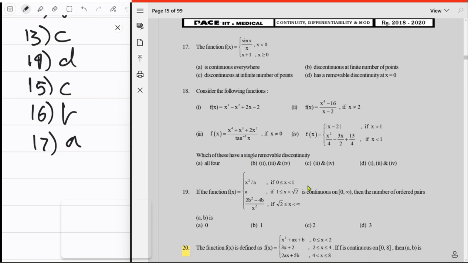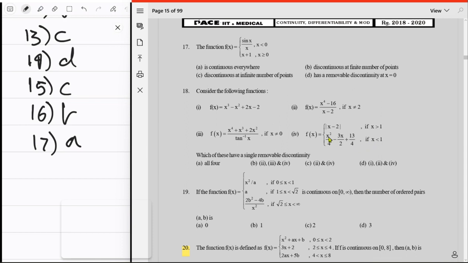That's not good. You have like a single removable discontinuity, right? That's what you want. I mean, sure, it has. It doesn't even have a single. So one is not there. This is wrong. This is wrong. Okay, both have 4. Why is this having a removable discontinuity?